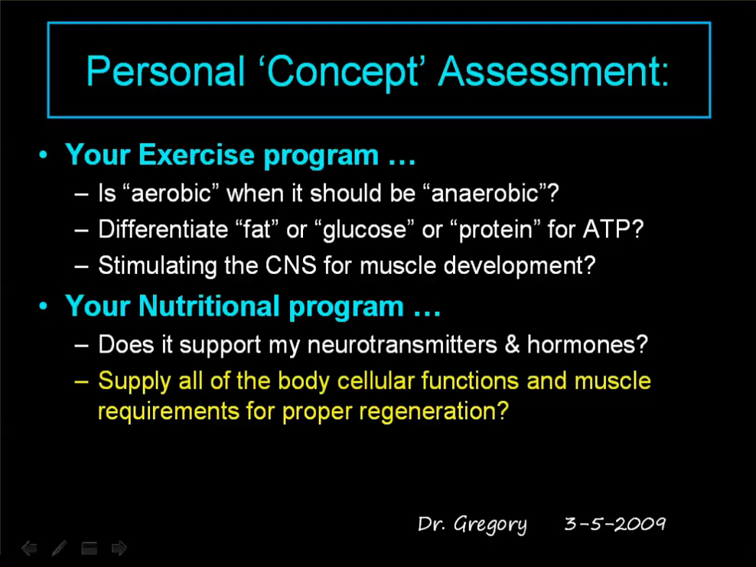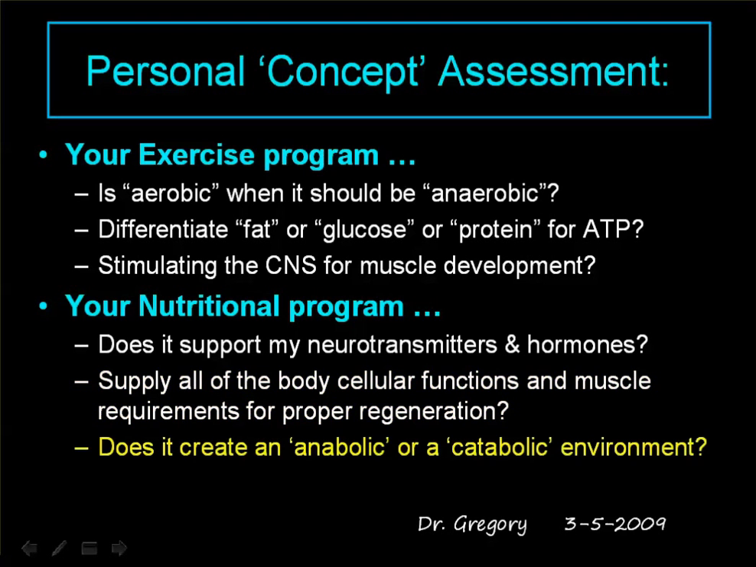As we previously discussed, is your program actually fulfilling the essential macro and micronutrient requirements? Because not just your muscles, but your entire body needs to recover, it needs to regenerate, and it needs the proper nutrition to do that. Now, does your nutritional program create an anabolic or a catabolic environment? You might ask, just how would you know this? Or what are the consequences of this?